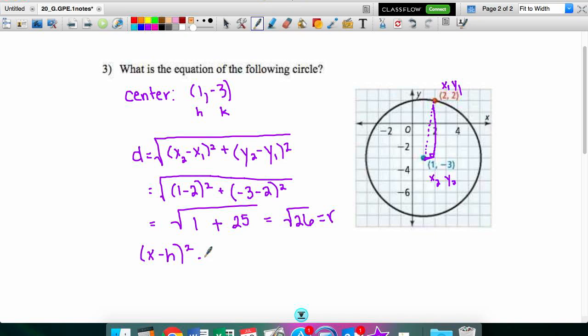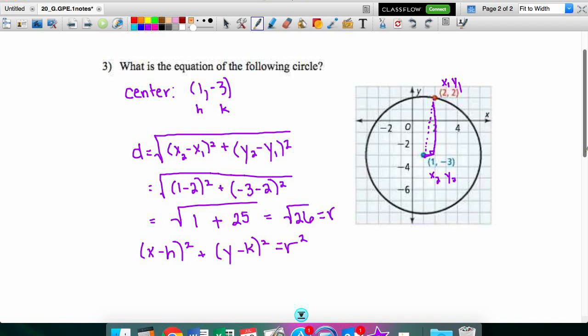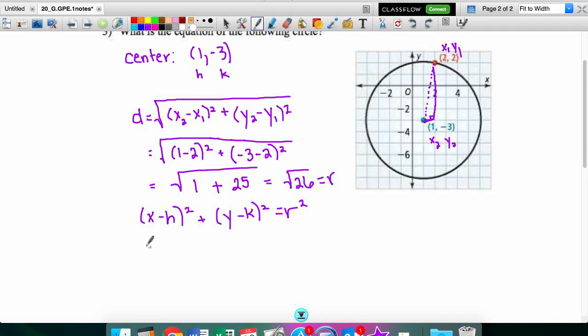(x minus h) squared plus (y minus k) squared equals r squared. And again, this becomes pretty easy once you have all the components. (x minus the h value, 1 in this case) squared, plus (y minus the k value, -3) squared. And this will be equal to the radius. Now the radius is the square root of 26, and then we have to square it. So we're going to actually square the square root of 26. And we'll talk about what happens then.